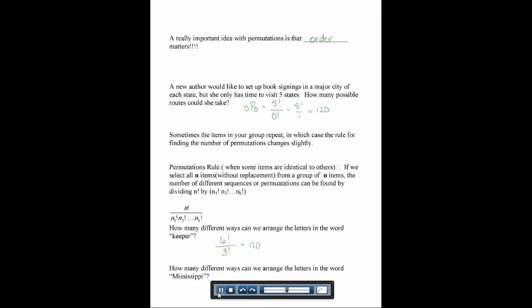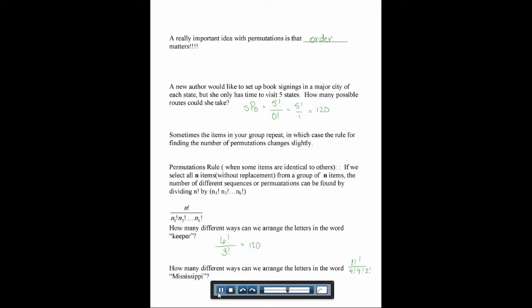Now, if we want to talk about how we can arrange the letters in the word Mississippi, well, in Mississippi, 1, 2, 3, 4, 5, 6, 7, 8, 9, 10, 11, we've got 11 letters, okay? Then in our denominator, we've got 4 I's repeating. We've got 4 S's repeating. And we've got 2 P's repeating.